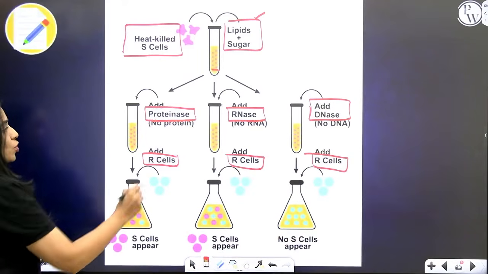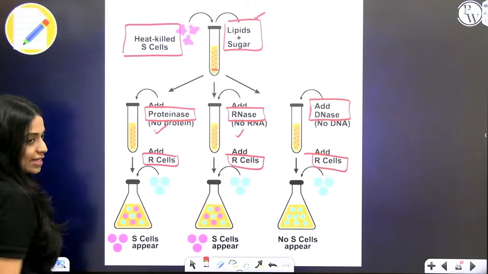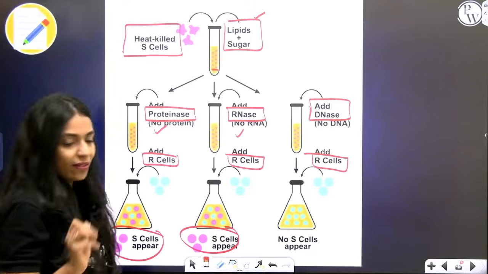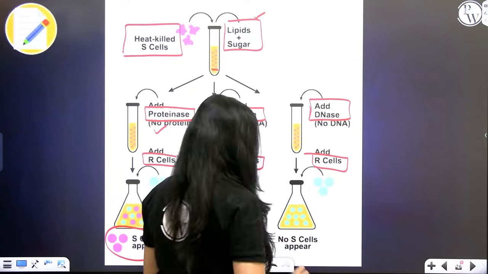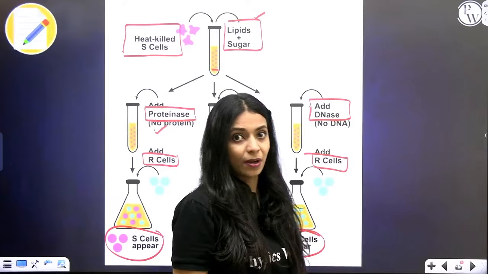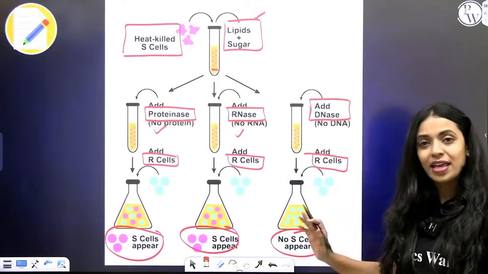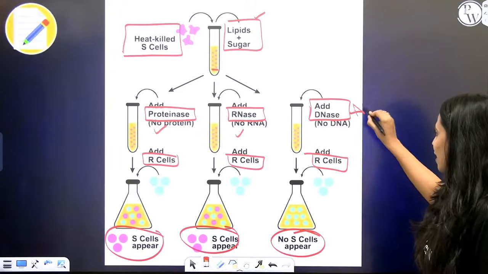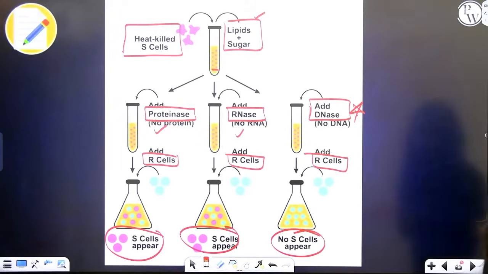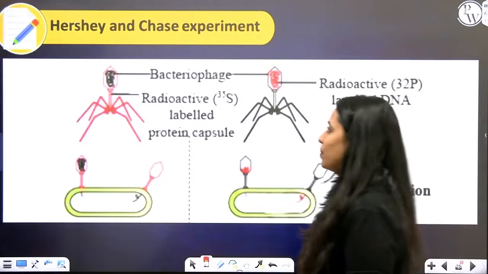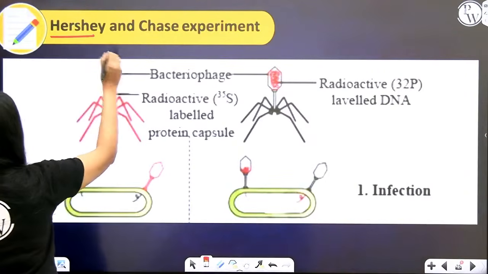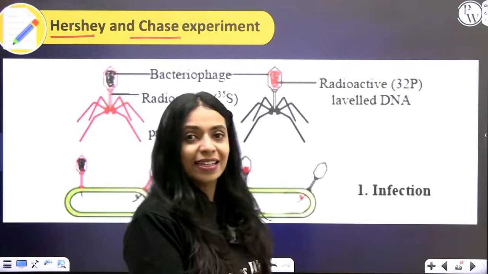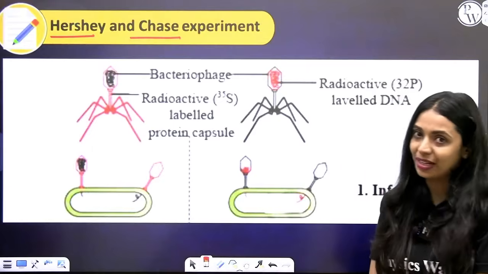In whichever test tubes protein digesting and RNA digesting enzymes were there, S strain bacteria appeared. In whichever test tube DNA digesting enzymes were there, S cells did not appear, because DNA was broken down. If DNA was broken down, transformation is not possible. That indicates that DNA indeed is the genetic material. So after this, two other people, Alfred Hershey and Martha Chase, performed experiments to give the final proof that DNA itself is the genetic material.